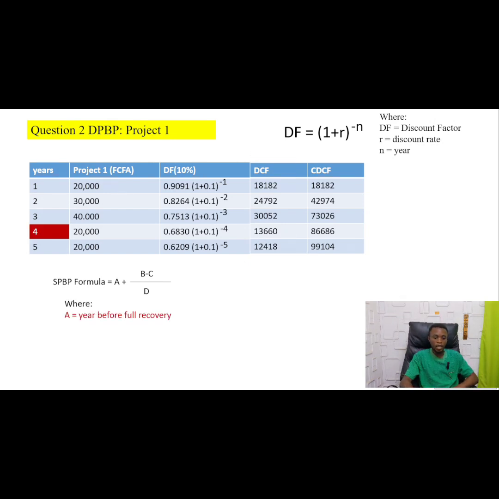Where A stands for the year before full recovery, as you can see, is denoted on the table. The year before full recovery is year 4, because our initial capital was 90,000 francs. So we're going to realize our 90,000 francs after year 4. So that's the year before full recovery. Our B is the initial capital, which is 90,000 francs.